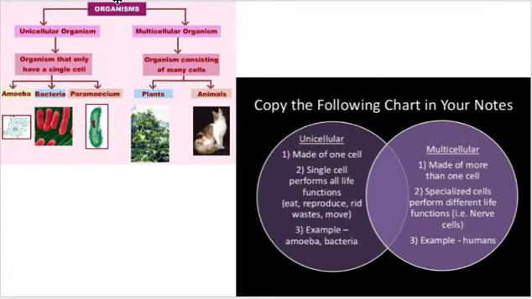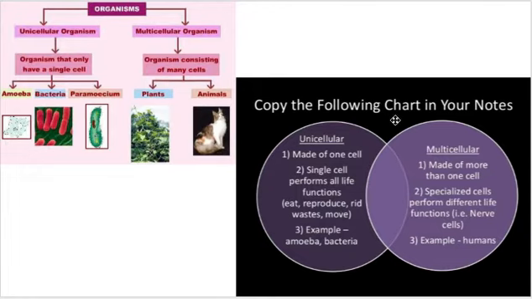So here you have all of the organisms, and then we split them into 2 different groups. We have unicellular organisms right here, and they're organisms that have only one cell. So this could be an amoeba, bacteria, prokaryote. And then on the other side, the other split is multicellular organisms, where we have organisms consisting of many cells, so plants and animals.